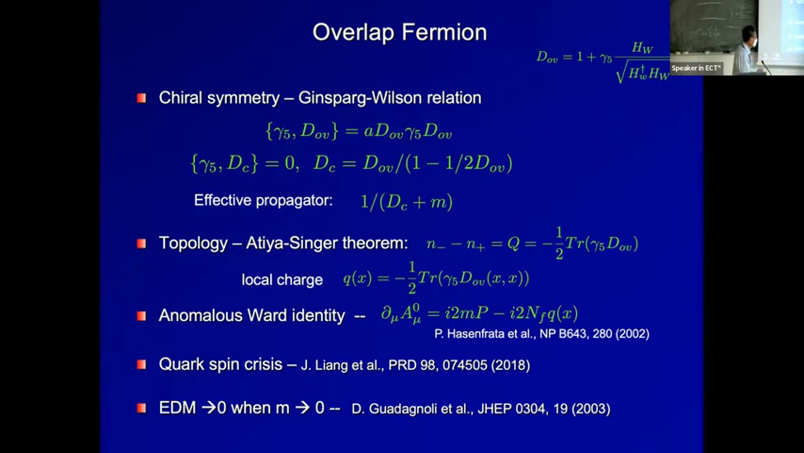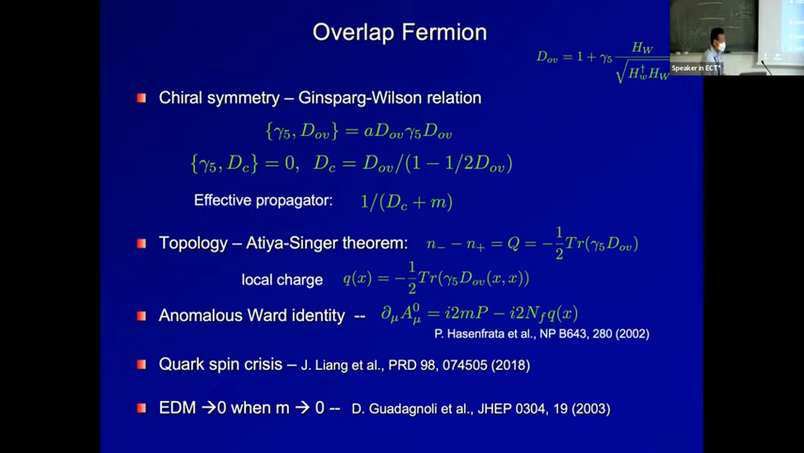Okay, and for a smooth gauge field, there's also a local charge definition, which is 1/2 trace gamma 5 D overlap, the diagonal piece. This D overlap is usually a matrix, it's XY, but the diagonal ones will give you the local one. Okay, so it's all these nice features.